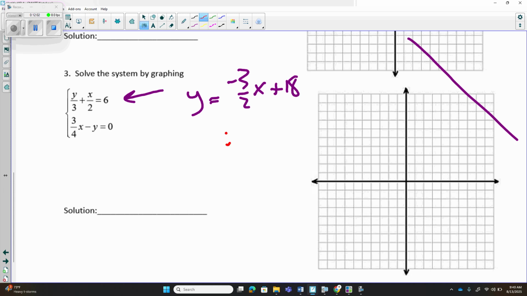You say x is equal to, let's do 10. Let's just say 10. Why did I pick 10 versus 9? Anybody? Why did I not pick 9? It would give me a fraction. That's correct. If I put 9 right here, I get negative 27 divided by 2. I don't like that. But if I pick 10, I put 10 right there, I get negative 30 divided by 2, which is negative 15. So I get negative 15 plus 18 gives me what? 3. So (10, 3) is the point.